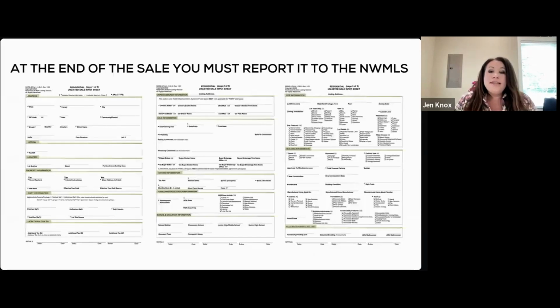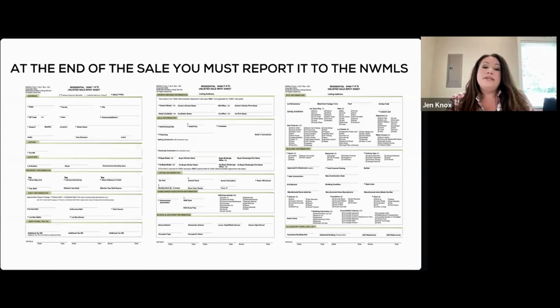As I mentioned before, at the end of the sale, we want to go ahead and input it into the Northwest MLS so we have all the data. Now, I pulled up what the 1-ULS looks like. This is for unlisted sales, and it's actually a really simplified version of a listing input sheet. So this just has some very basic data that we need to input. Not everything on this is required, but if you can get more information, the more the better.